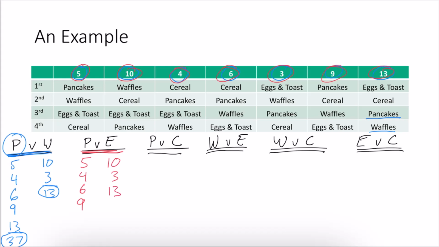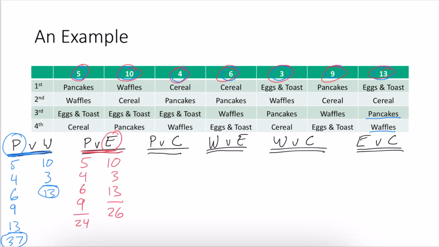This might be a close number, so I'm going to go ahead and add them up. 10 plus 3 plus 13 is going to give me 26. And then 5 plus 4 plus 6 plus 9 is going to give me 24. So in this case, since eggs and toast got a couple more votes, they're going to be the winner of that pair. If both of these had added up to 25, though, then each one of those would have got a half a point.